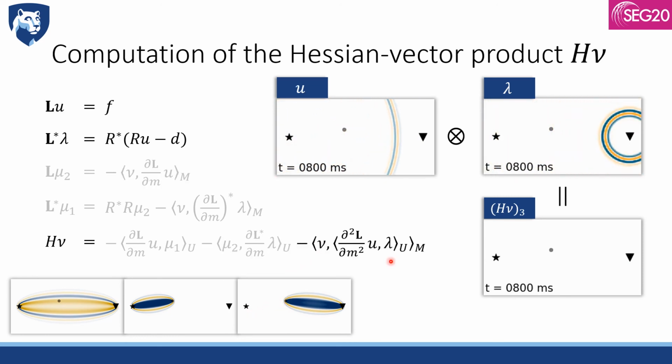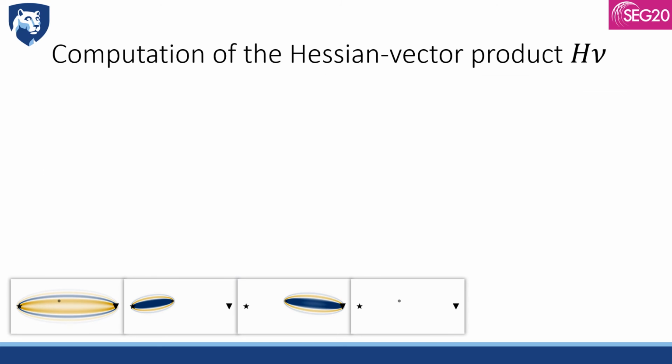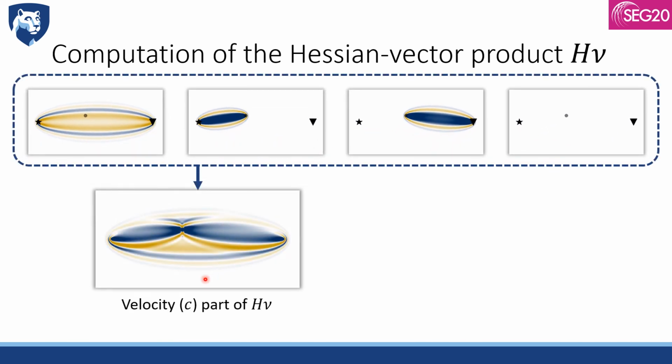Finally, h-3 is the interaction between U and lambda, and then interacted with nu. Since nu is only non-zero right here, the last term, h-3, only has non-zero value at the scatterer nu. And we can put together these three terms, or actually four terms, and here we got the Hessian vector product H nu for this nu.